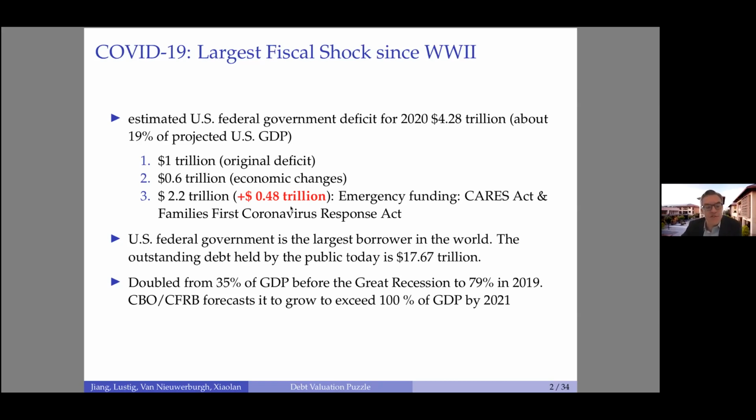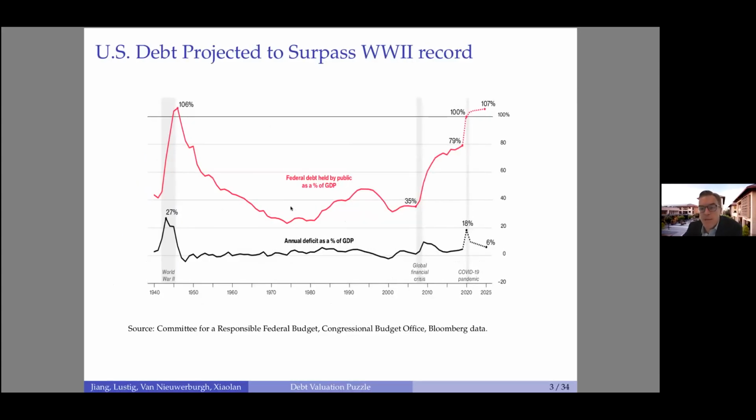Even before all of this started, of course, the US federal government, which will be the focus of our talk, is the largest borrower in the world. Outstanding debt held by the public today, according to the latest report by the Treasury for March, that number is going to change quickly, of course, is already 17.7 trillion. So that doubled as a fraction of GDP from about 35% before the Great Recession to about 80% in 2019. And according to CBO and CFRB forecasts, it's forecast to grow well in excess of 100% of GDP.